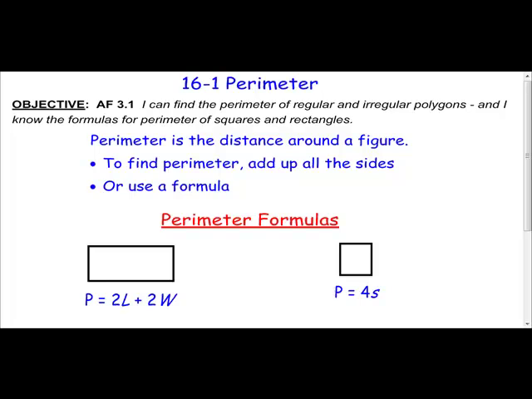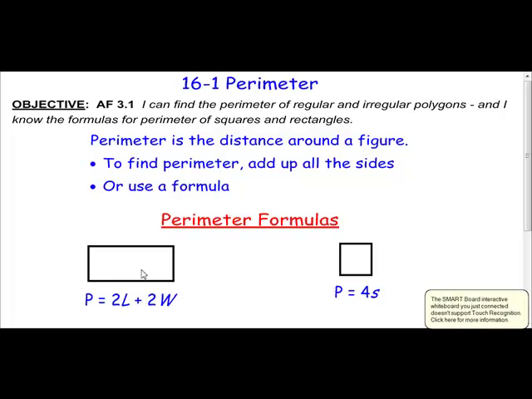This lesson is on the perimeter of regular-sided and irregular-sided polygons. You're going to be able to find the perimeter and you're also going to learn some formulas. So perimeter is simply the distance around a figure.